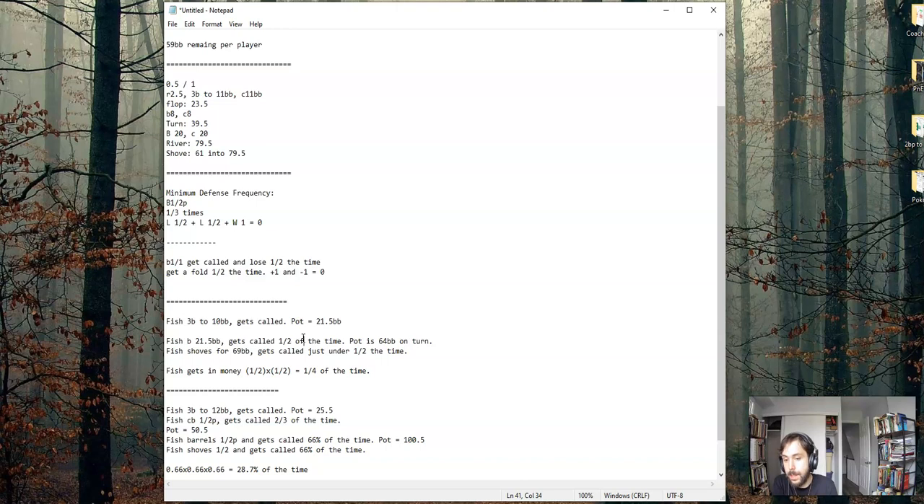And then the pot is 64 big blinds. I hope that math is more or less correct, maybe 64.5. And then they shove for 69 big blinds.